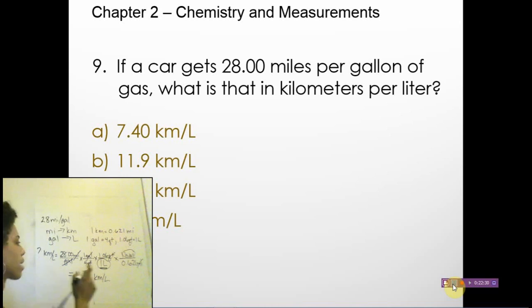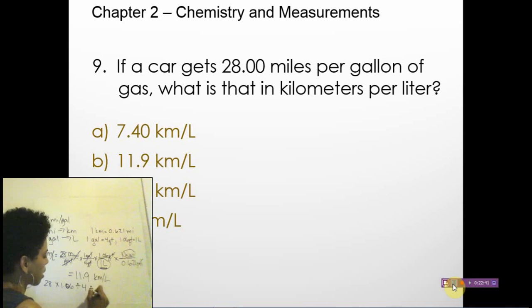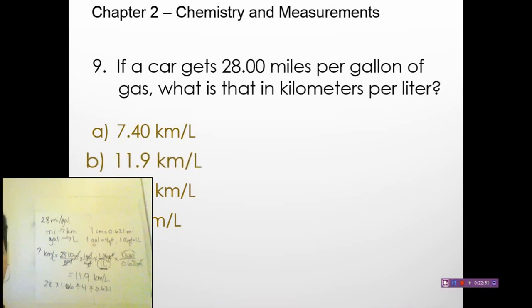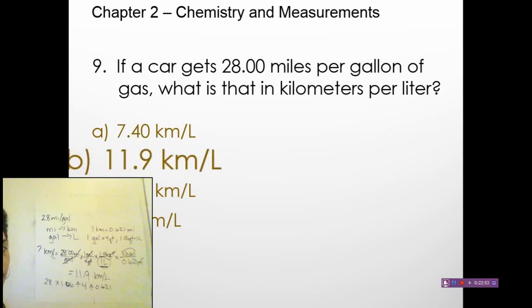So remember how you put this in a calculator. It's going to be 28 times 1.06 divided by 4 divided by 0.621. Okay? So you can get the proper answer. The answer is B. All right?